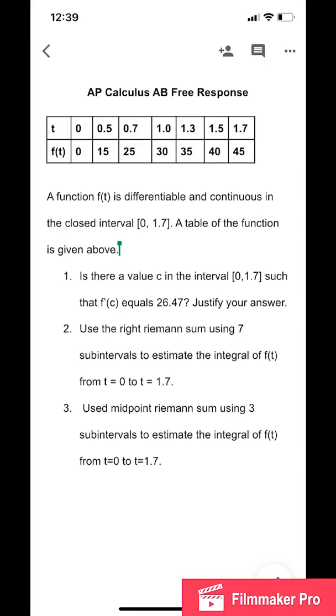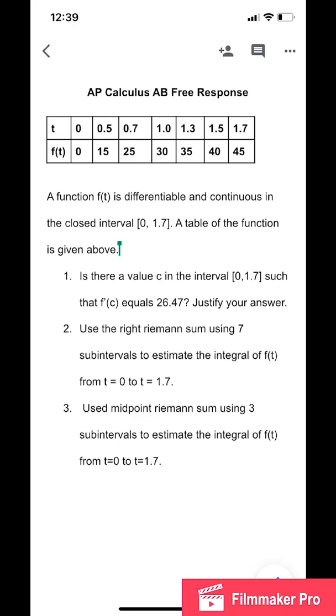For my FRQ, I decided to do the topic of MVT, the mean value theorem, and the right Riemann sum and the midpoint Riemann sum. A function f of t is strictly increasing while being differentiable and continuous in the closed interval 0 to 1.7. A table of the function is given above. I have a table here of t and f of t.